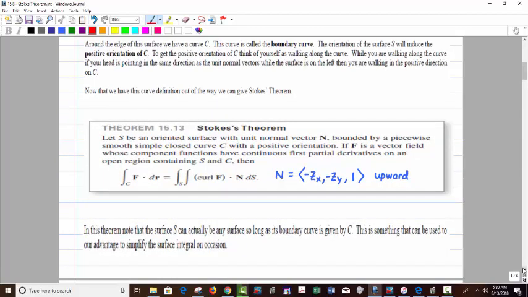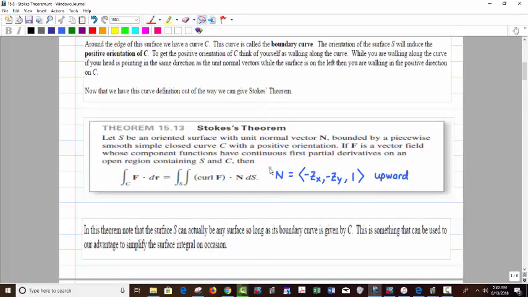Alright, so S is an oriented surface with a unit normal vector n, bounded by a piecewise closed curve C in a positive orientation. If F is a vector field whose component functions have continuous first partial derivatives on S and C, then F dot dr, the line integral, can be evaluated this way. The curl of F dotted with n, which n is going to be the same thing it was in the surface integral section.